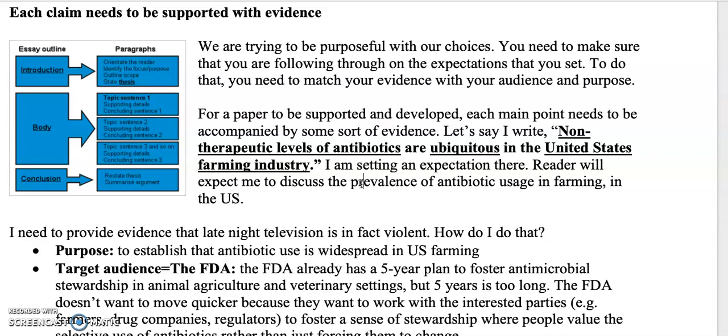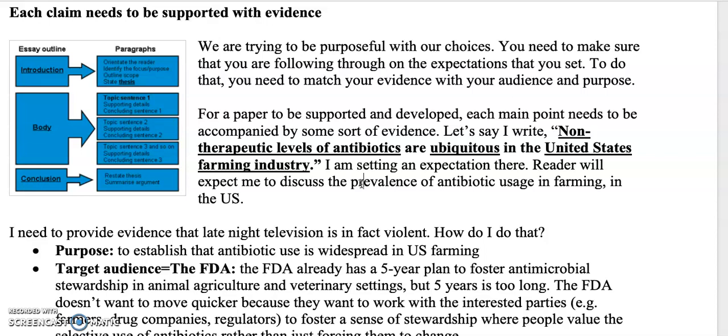And I'm looking at the FDA in this case because they're the governing body for antibiotic use in the farming industry. They're already doing some work on this. They have a 5-year plan to foster antimicrobial stewardship in animal agriculture and veterinary settings, but I just think 5 years is too long. I want them to act a little bit quicker. They say they don't want to move quicker because they want to work with the interested parties. They want to work with the farmers, the drug companies, the regulators. They want to foster that sense of stewardship in people so that they value that selective use of antibiotics rather than just forcing them to change.